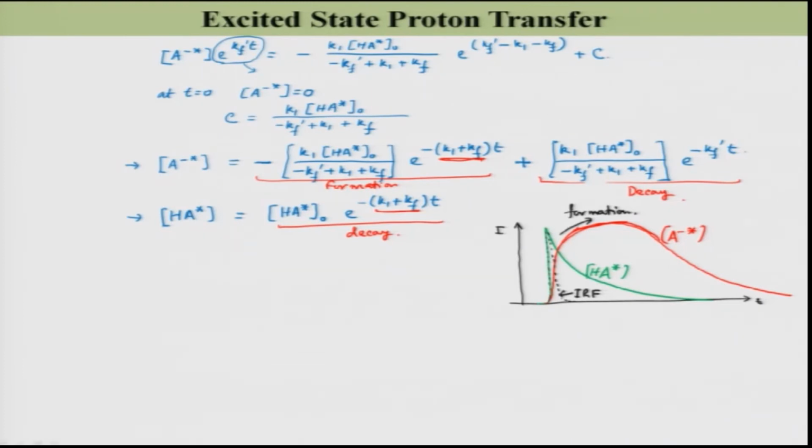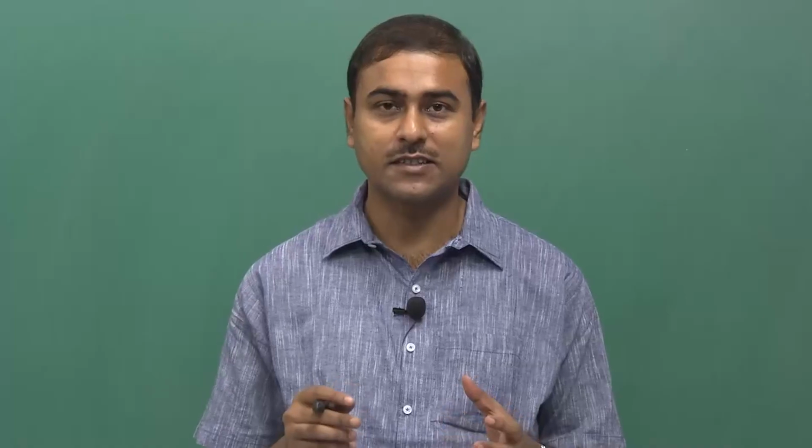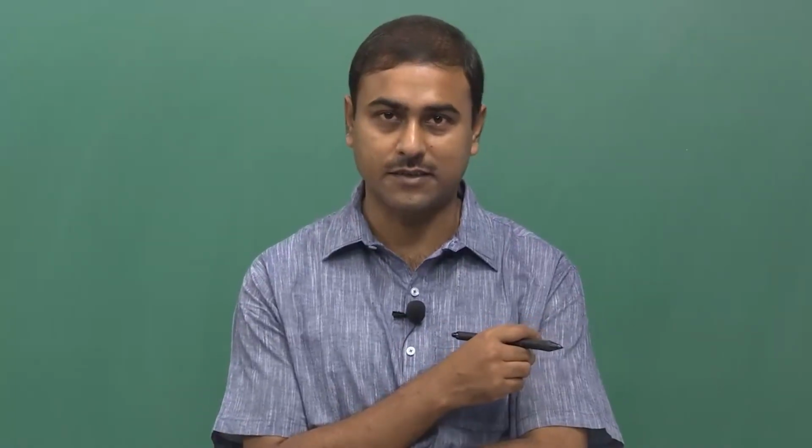Okay. So, as I told you, 1 over this is your time constant. So, generally people write this as a time constant. So, we can write that tau 1 is equal to 1 over k 1 plus k f, and tau 2 is equal to 1 over k f prime, and we can write all these time constants from this experimental data. Now, let me just quickly show you what happens if this is a reversible two state case.